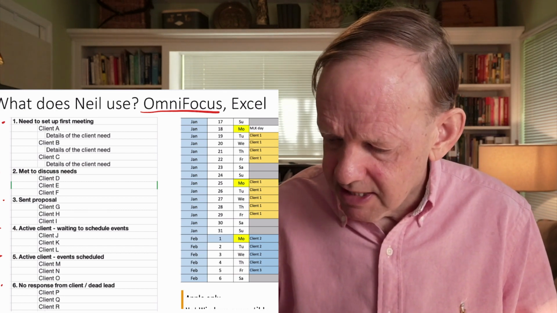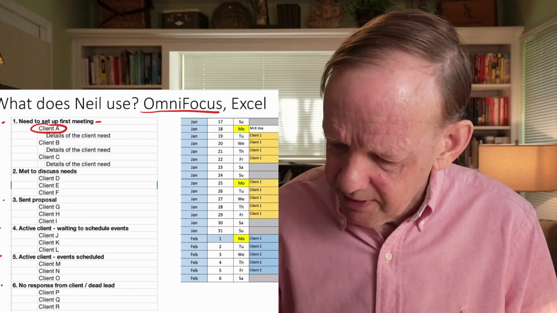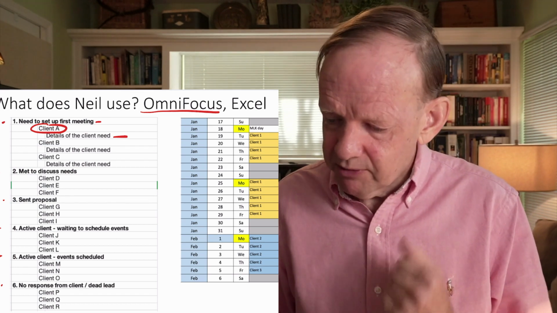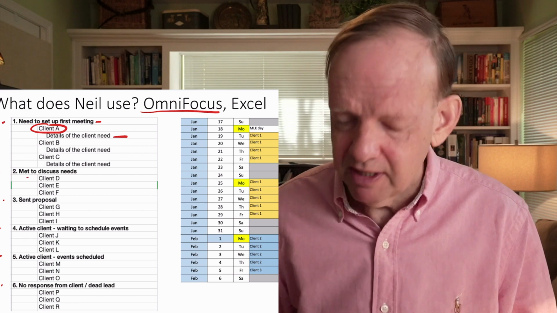Basically, I need to set up a meeting. So I have a prospect, and my record is called Client A, and there are details below that for Client A. I then have a first meeting with them. I kind of write down their needs. So Client A would move down here to be kind of tracked.